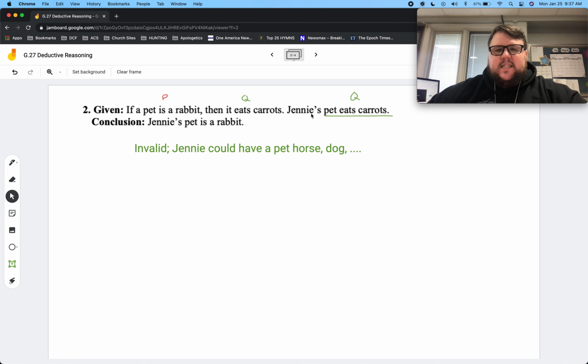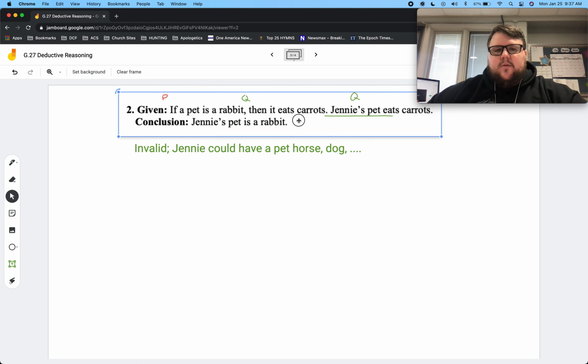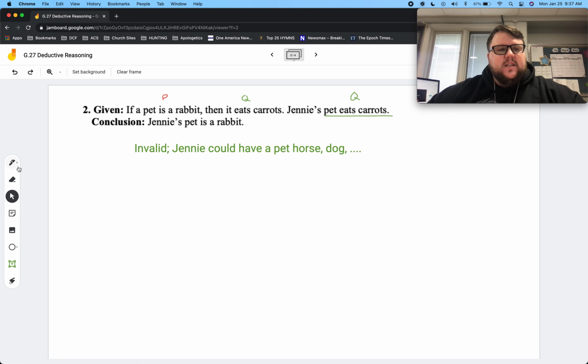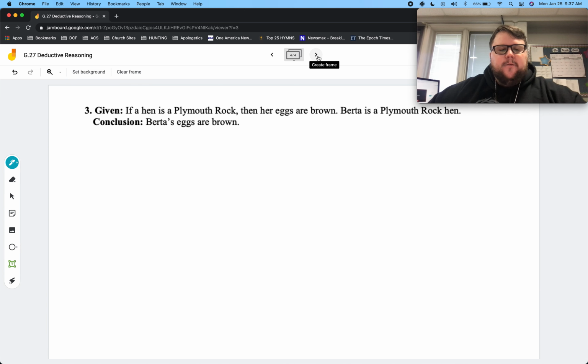Now, if the statement here was Jenny's pet is a rabbit, and the conclusion, if we change these, said Jenny's pet is a rabbit, then we can conclude Jenny's pet eats carrots. That would have been true. That would have been valid. So that's all we're doing. We're trying to put these things together.